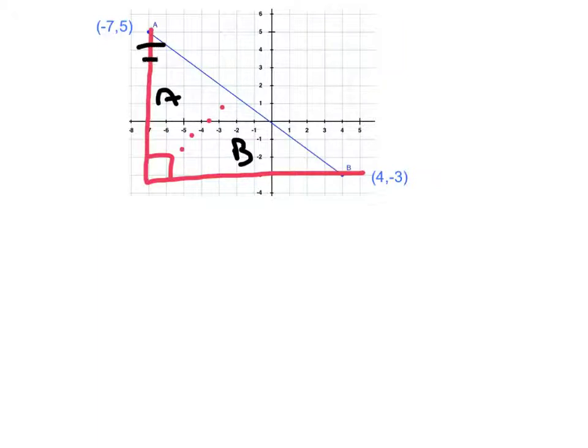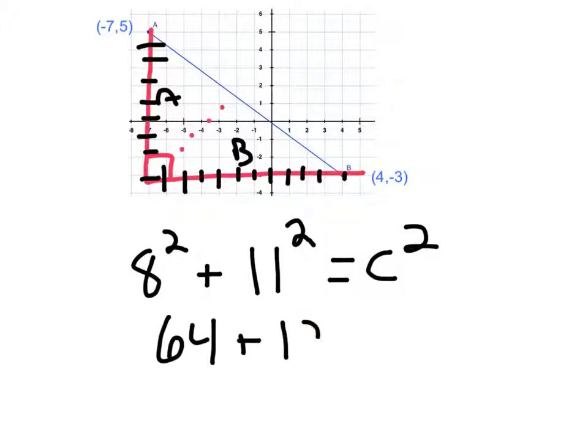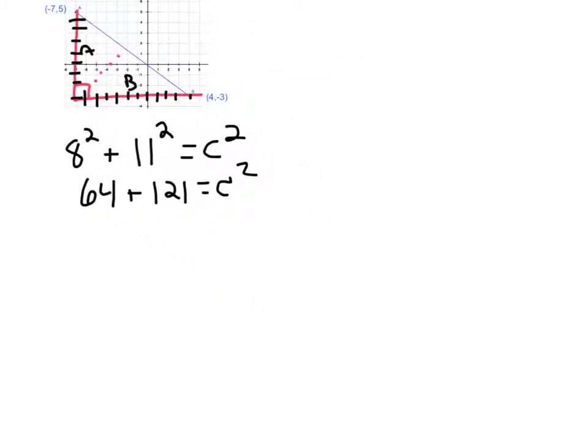A is 1, 2, 3, 4, 5, 6, 7, and an 8. So that is 8 squared plus, counting, B is 11. 11 squared equals c squared. And 8 times 8 is, of course, 64, plus 11 times 11 is 121, equals c squared. I have to shrink this up. Bear with me. Move it over there in the corner. Continue with my mathematics. 64 plus 121 is 185 equals c squared. Again, the opposite of a square is a square root.